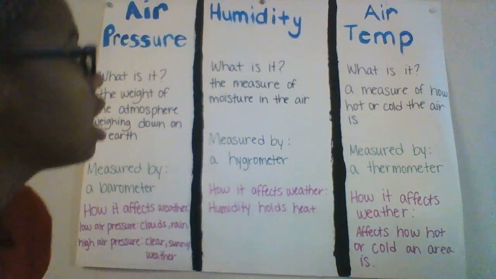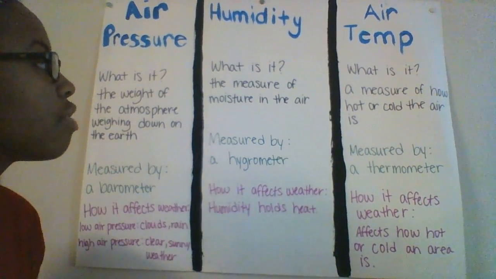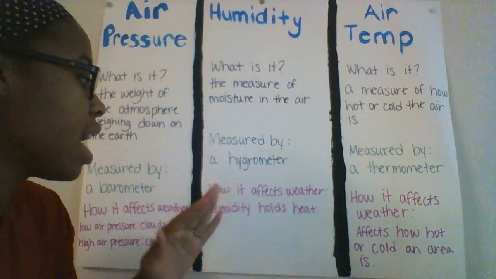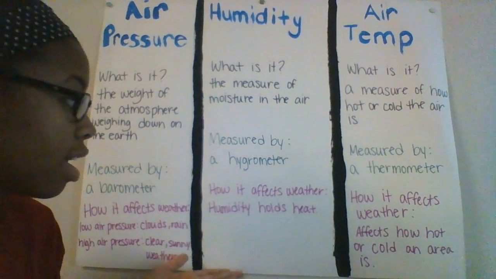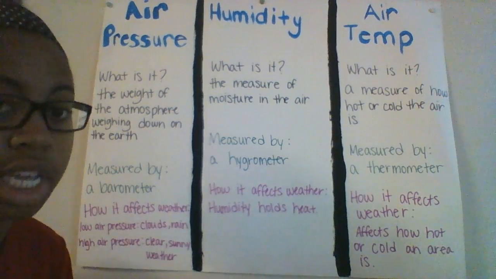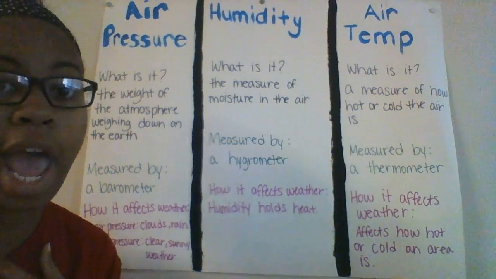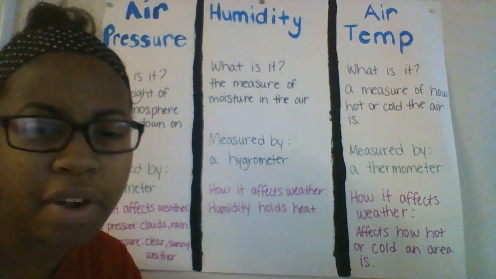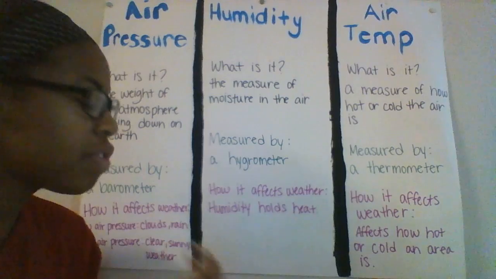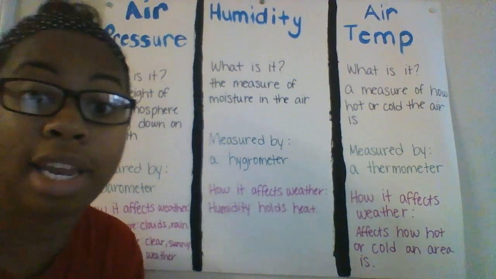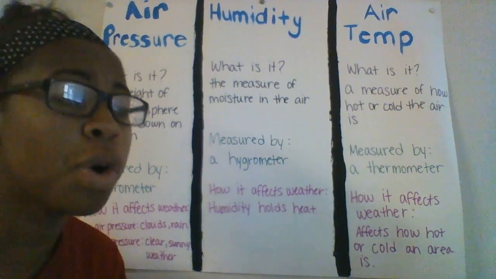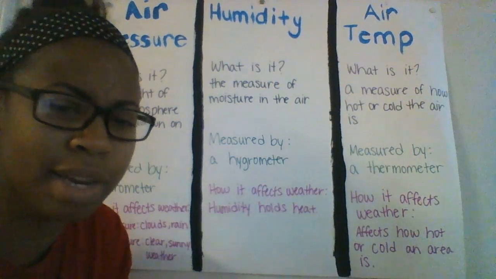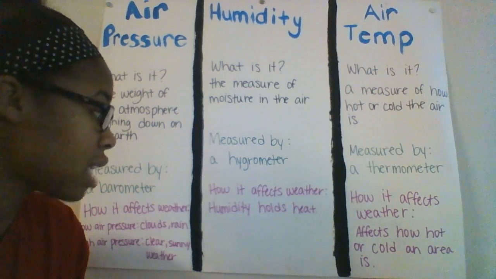Now, humidity is the measure of moisture in the air. It is measured by a hygrometer. And how does humidity affect the weather? Humidity holds heat. Now, I'm sure you all have heard as you've gone outside, or even when you're with your parents or out shopping or somewhere, somebody say, it is so humid outside. Now, for a long time when I was younger, I would always wonder, what did it mean when people said it's so humid outside?